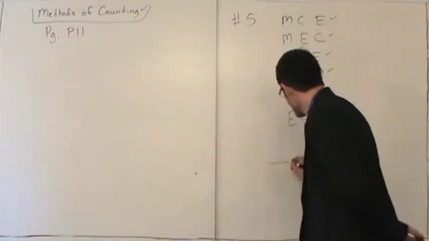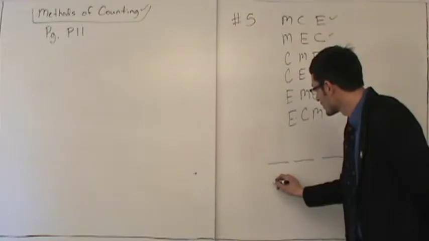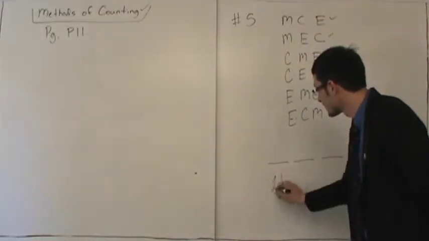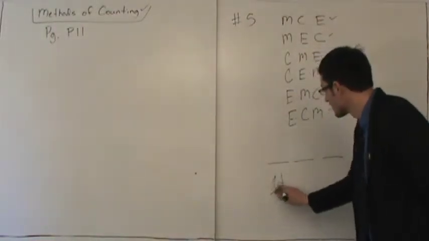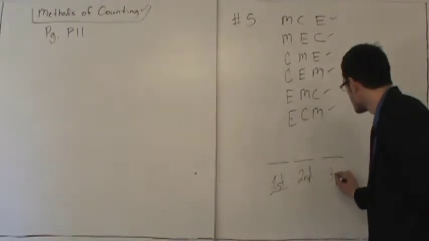Now, fast way to do this is to say, well, the first option, it's kind of like the first place, second place, third place prize. First option, second option, third option. Okay?